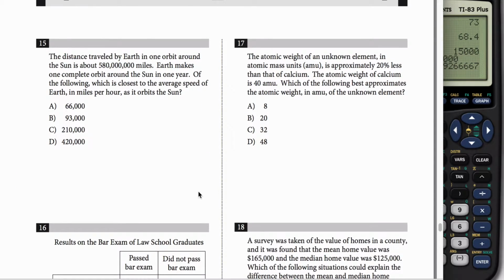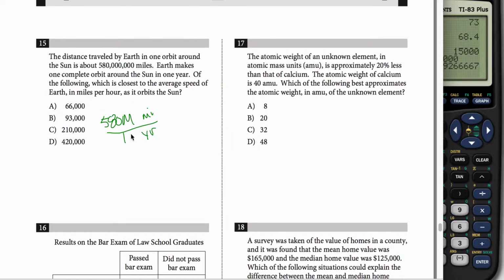15. The distance traveled by Earth in one orbit around the sun is this ridiculous amount. Earth makes one complete orbit around the sun in a year. Of the following, which is closest to the average speed of Earth in miles per hour? So really, what I have is it goes 580 million miles per 1 year. But I don't want to know miles per year. I want to know miles per hour.